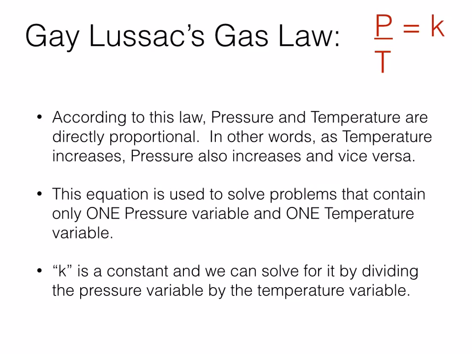This equation is used when you're trying to solve problems that only contain one pressure variable and one temperature variable. Typically, what we're going to try to do is solve for a constant. So maybe I ask you, if you have this pressure and this temperature, what would be the constant for this equation according to Gay-Lussac? This constant is something we solve for by dividing the pressure by the temperature.